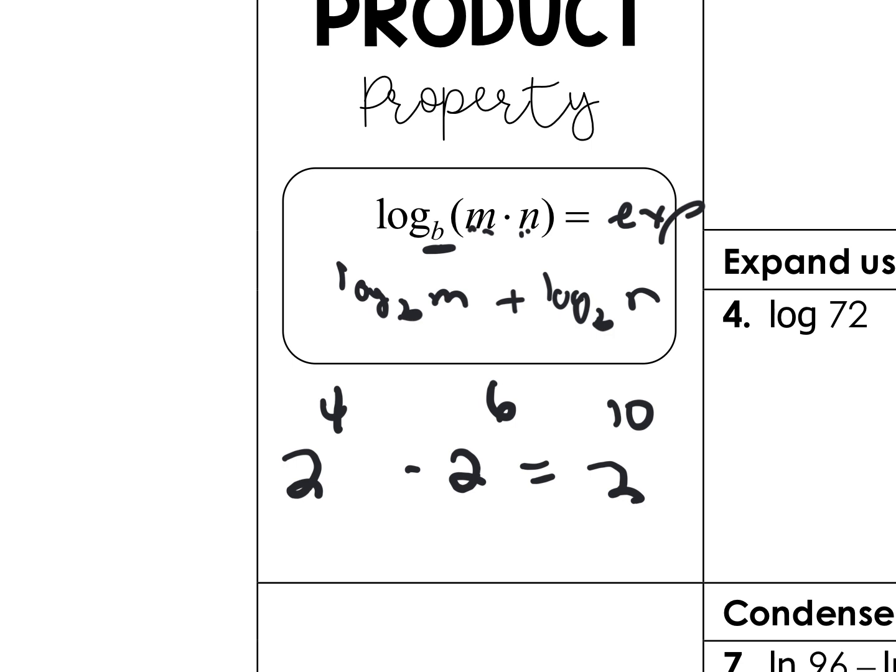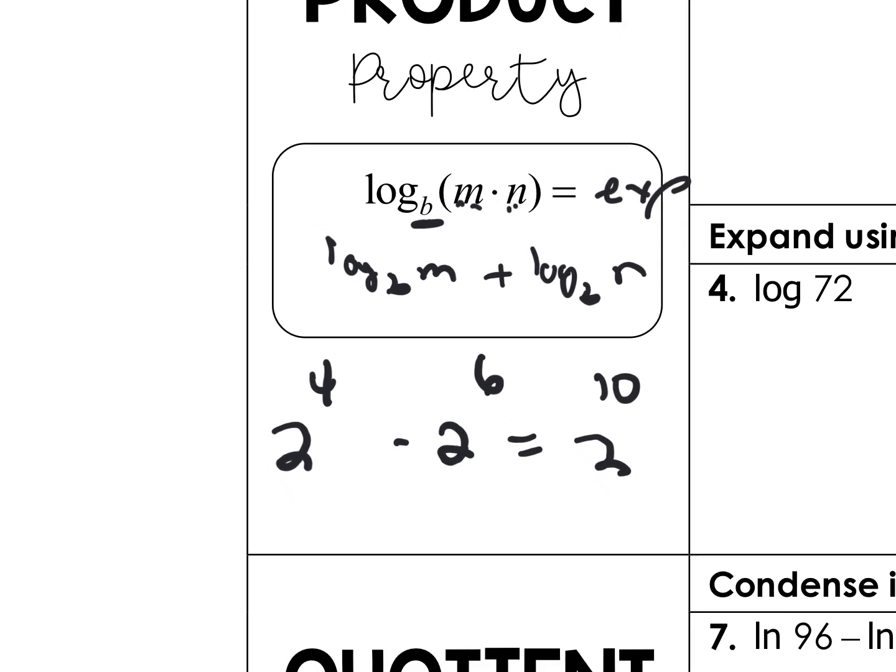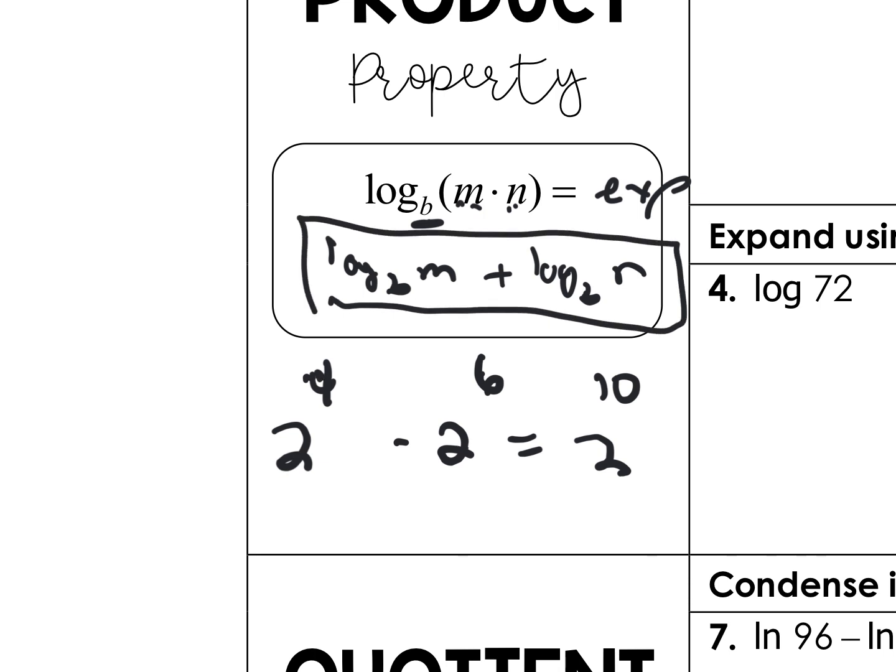So here it's interesting. Notice we added the exponents. What am I doing here? I am adding exponents when I was multiplying something that had a base. This has a base. This has a base. I keep the base. I add the exponents. That's the property, the product property of logs.